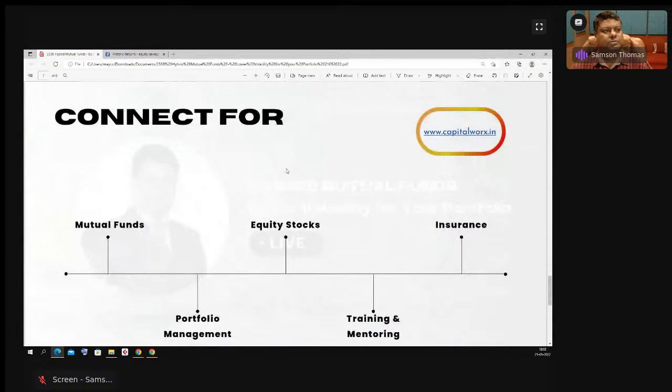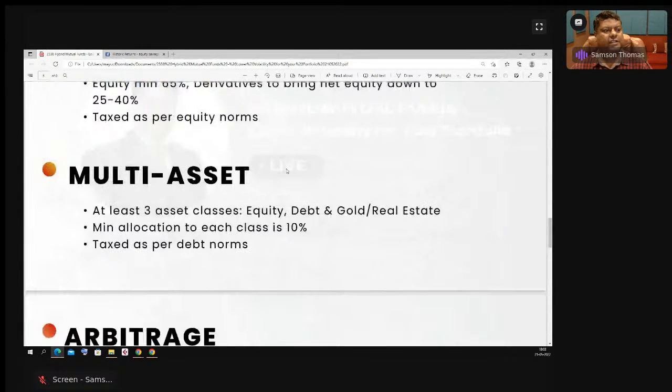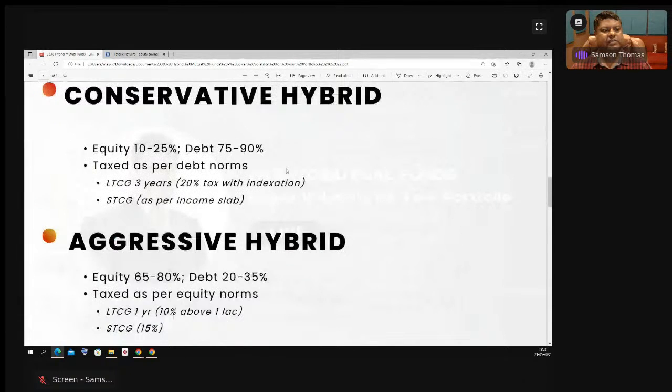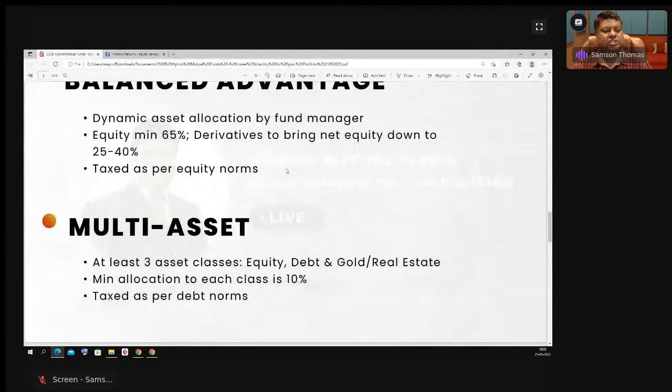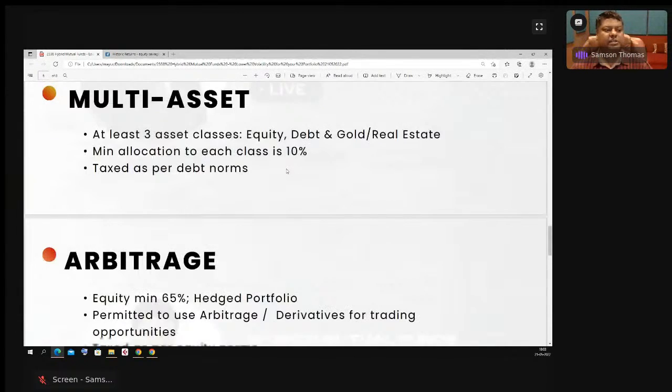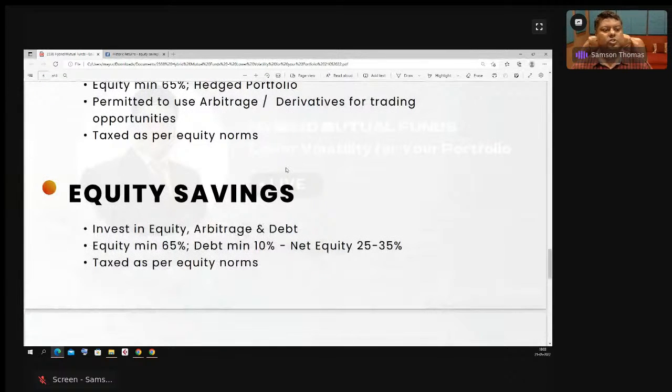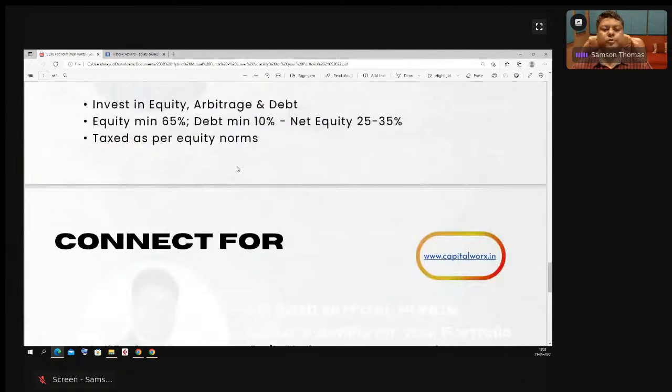So that's what we wanted to speak about today. We have conservative hybrid, aggressive hybrid, balanced advantage, multi-asset, arbitrage, and equity savings. All of these hybrid funds, depending on whether you want equity or debt, help you to cushion the volatility of your portfolio.